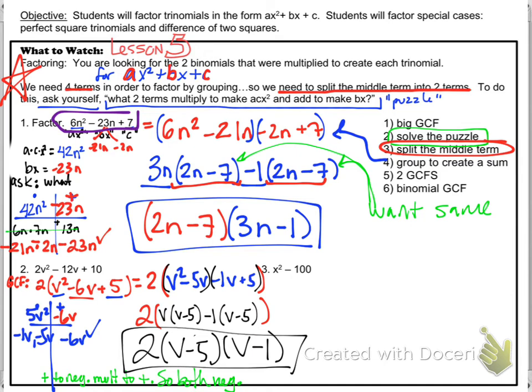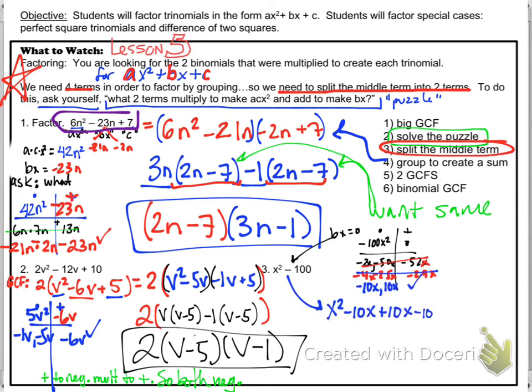Pause anytime you have to, or rewatch if you have to. Now look at this third example. There's no middle term. The bx is 0. So I need something that multiplies to negative 100x squared and adds to 0. Well, I tried 2x and negative 50x. That didn't work. Negative 4x, negative 25x. That didn't work. Negative 10x and 10x. There we go. We got a difference of perfect squares here.